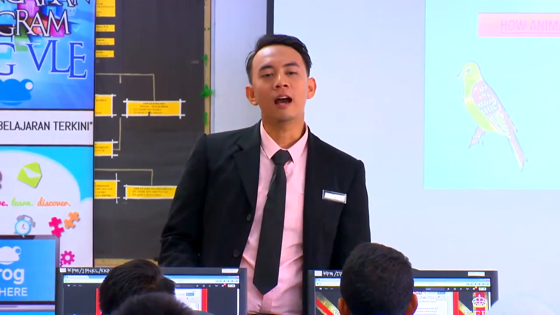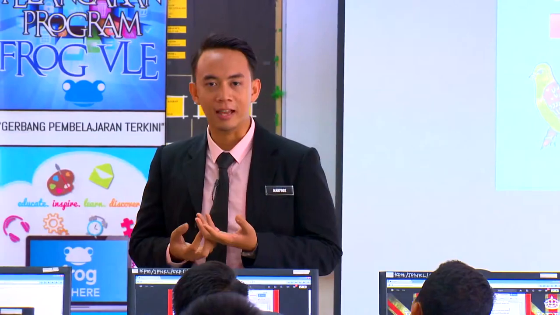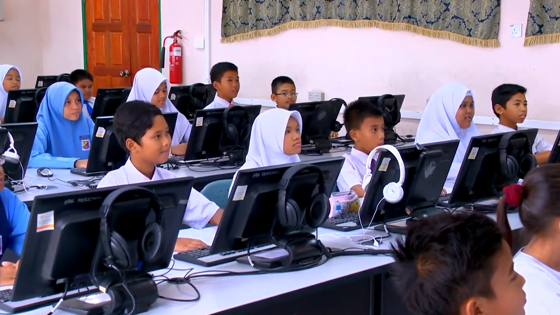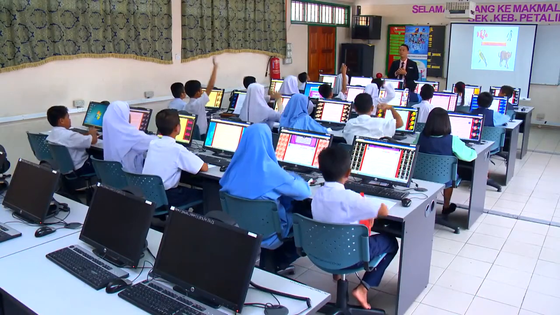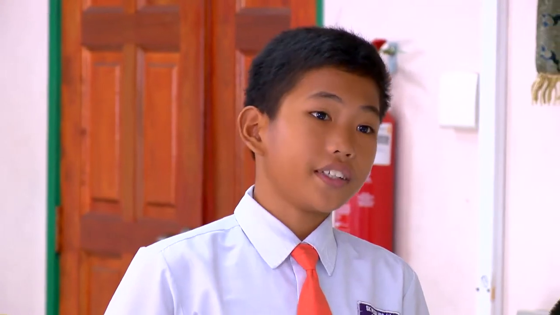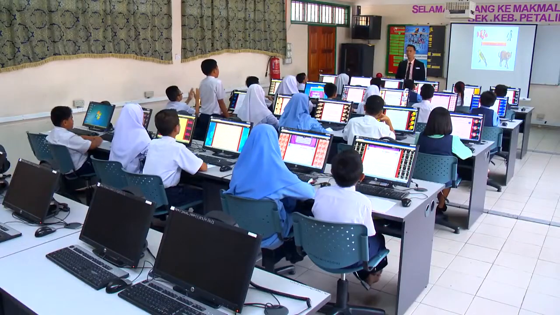Class, we know that there are many types of animals and they have different movements. Now, can you give me some examples of how animals move? All right, Oliver, can you give me one example, please? The animal is bird. A bird flies. Very good, Oliver. Give a big clap.